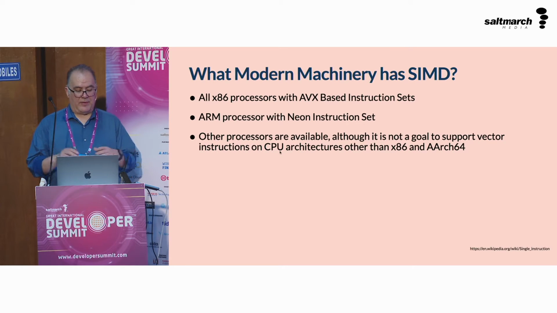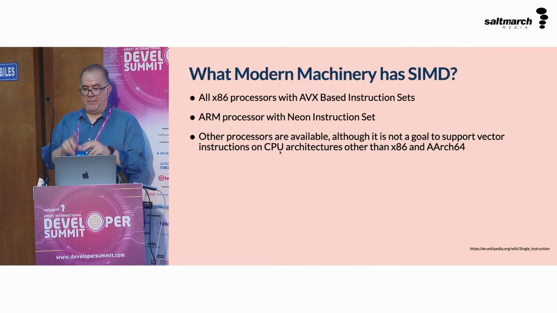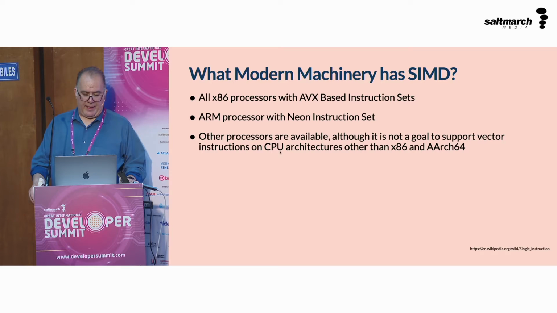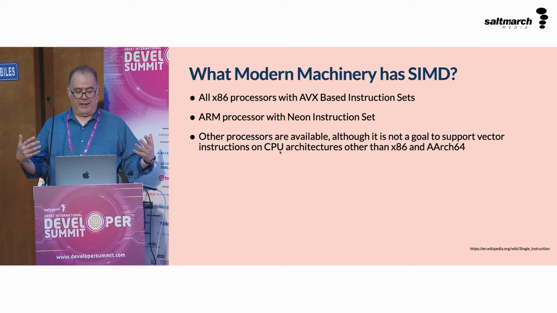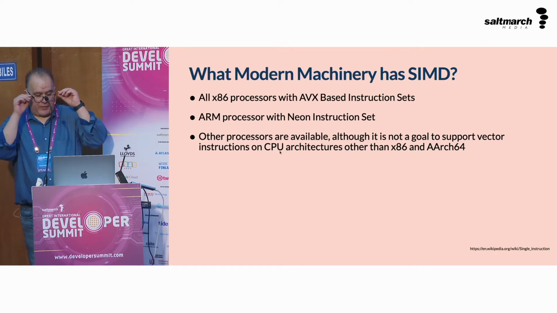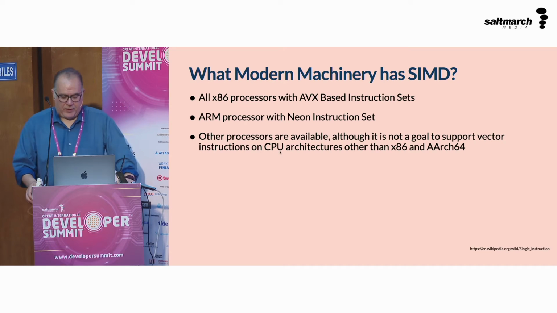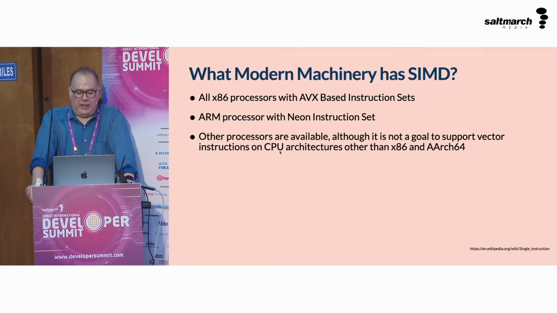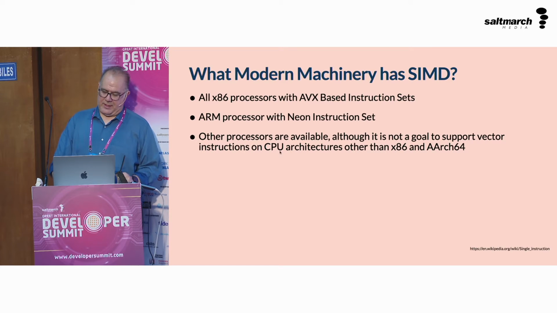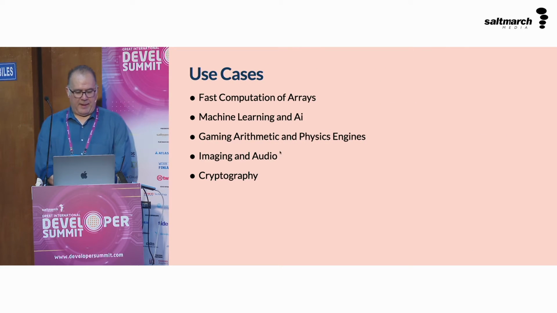And so for those Intel or AMD-based chips, that's what you're looking at. For those with Mac, and I see everyone with a Mac machine, particularly if you have an M1 machine, you'll be using a Neon instruction set for that one. Other processors are available, but the good folks over at Java and Oracle are going to focus on the architectures that we mostly use, which is x86 and ARM.